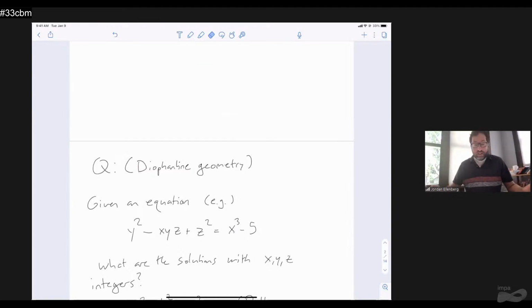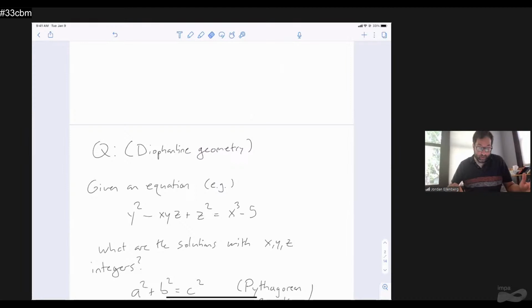And the question is basically this. I give you an equation. An equation means an equation in polynomials in some number of variables. Here I wrote one down: y squared minus xyz plus z squared equals x cubed minus 5. And then the question is, what are the solutions to this equation? Because I'm a number theorist, when I say solution, I mean solutions in numbers, like the ones in Kronecker's words that God made, the integers. How can I choose x, y, z integers to make this equation hold?